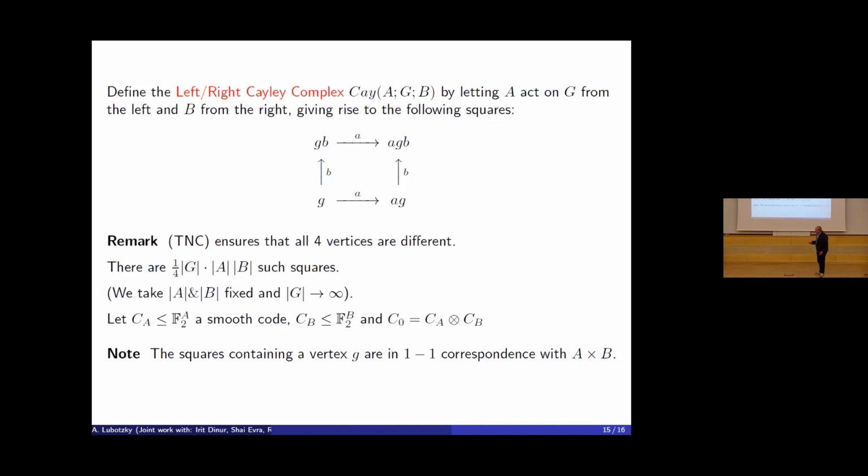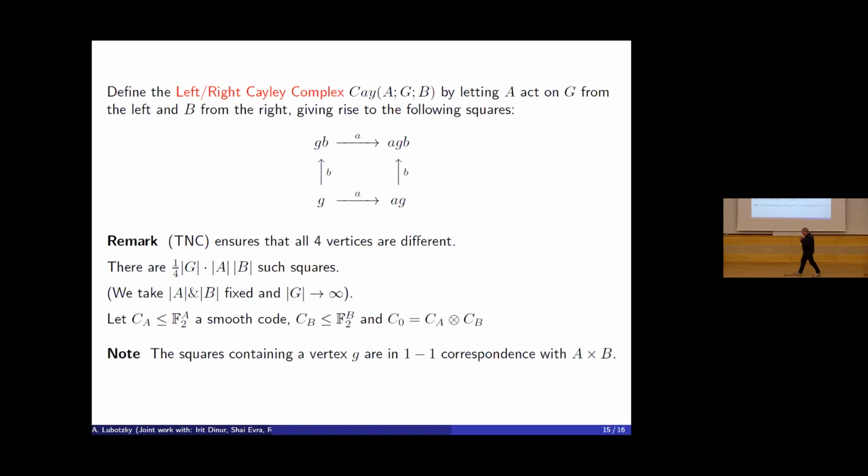But for some reason, mathematicians have been doing Cayley graphs for over 100 years, but it doesn't seem like they looked at the following construction. Look at the left-right Cayley complex. Why do I call it a complex? We denote it Cay(A,G,B) by letting A act on G from the left and B act on G from the right.